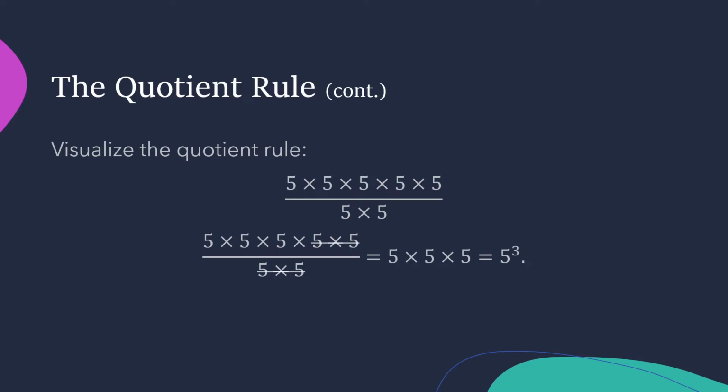On the numerator, 5 to the 5th is 5 times 5 times 5 times 5 times 5. On the denominator, we just have 5 times 5. And you can see how the denominator cancels out the numerator, and the number of 5s you have multiplied left is the difference between the exponents. So that's pretty cool.